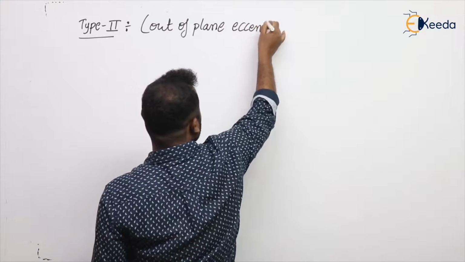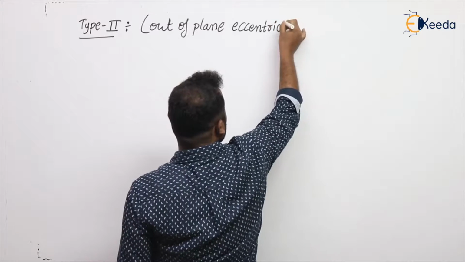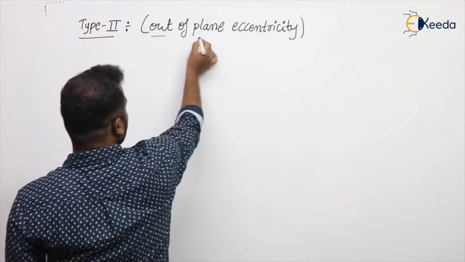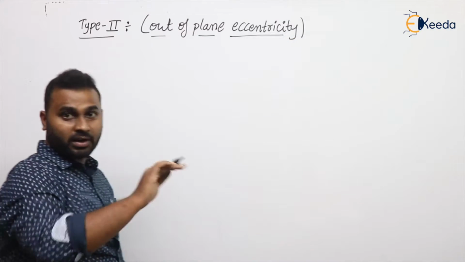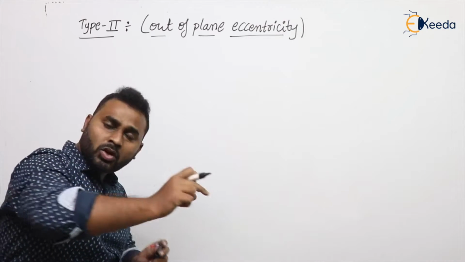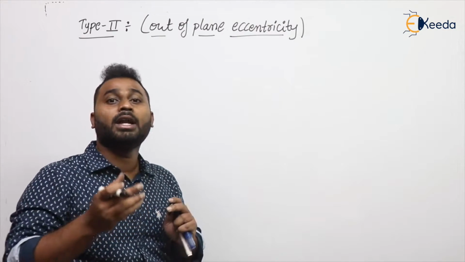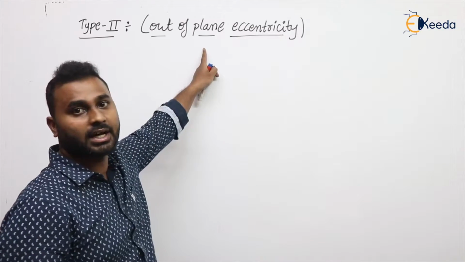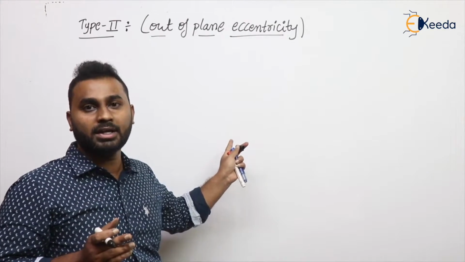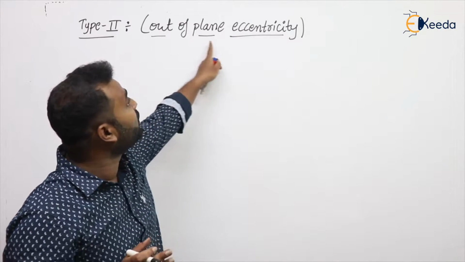eccentricity. Type 2 is nothing but out of plane eccentricity. So far we have discussed type 1, that is in plane eccentricity. In that case, both loading plane and weld plane are one and the same. But here that is not the scenario. Loading plane is different and weld plane is different. That is why it is an out of plane eccentricity.